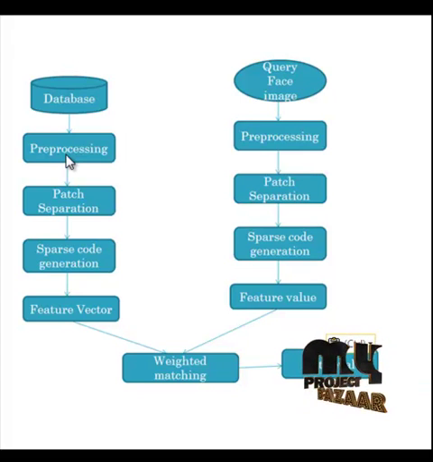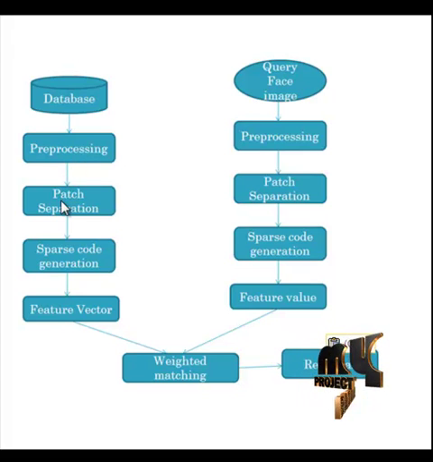In face detection, the active shape model is used. It is a statistical model of the shape of an object which iteratively deforms to fit to an example of the object in a new image. The shapes are constrained by the point distribution model, the statistical shape model, to vary only in the ways seen in the training stage. After that, it goes to batch separation. Here we separate the image into batches. After that, it goes to sparse code generation.